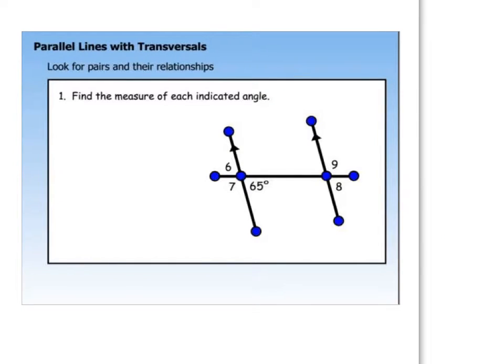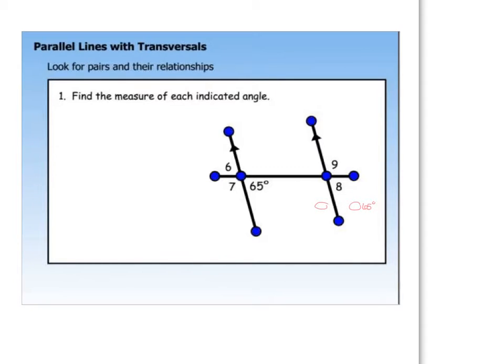Okay, look at this picture. I'm given that this angle right here is 65 degrees, and I need to find all the other measures of those indicated angles. So I need to find the measure of angle 6, 7, 8, and 9. Well, take a look. What's the relationship between angle 8 and 65 degrees? Hopefully you're thinking that those are corresponding angles. So since corresponding angles are congruent, this will be 65 degrees.